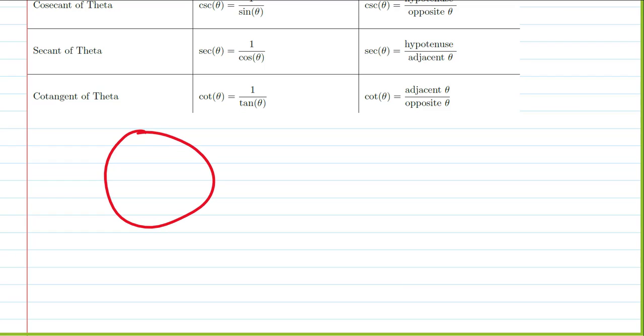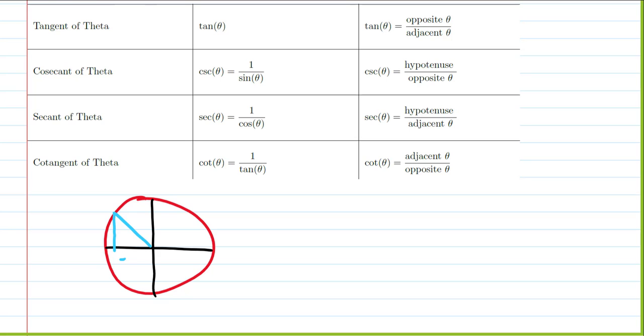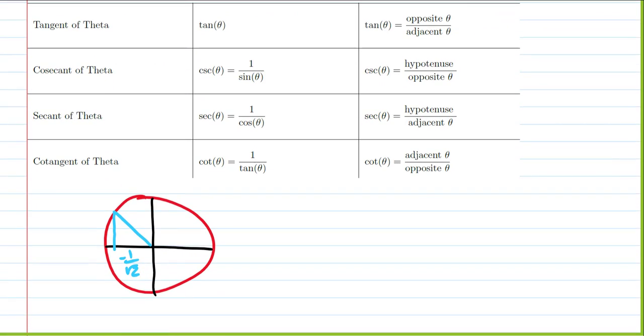So here's our unit circle. And in quadrant 2, we're going to have something that looks like this. And we know our point is -1 over the square root of 2. So this side is -1 over the square root of 2. That's our x. And our y is +1 over the square root of 2. So this point is actually on the unit circle. So then, since we're on the unit circle, we know the hypotenuse has to be 1.